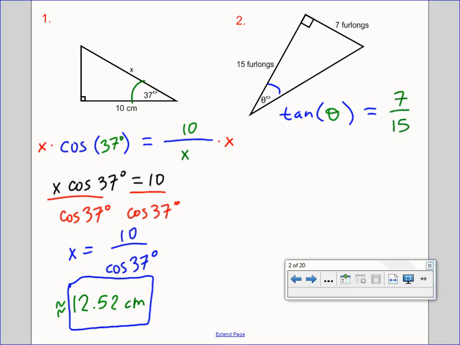Go ahead and tell the class what undoes the tangent function to solve for a missing angle. What do I do to undo that tangent and get theta alone? Aaron? Inverse tangent. Inverse tangent, absolutely. So if tangent of theta equals blah, then theta equals the inverse tangent of blah. It just so happens that my blah was the ratio 7 to 15, so I'll go to the calculator and get an approximation for that.